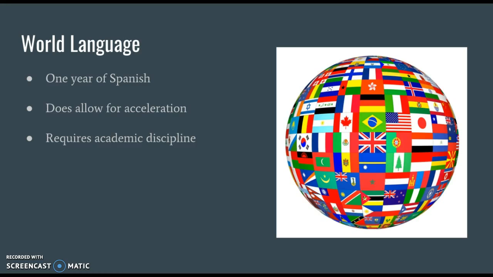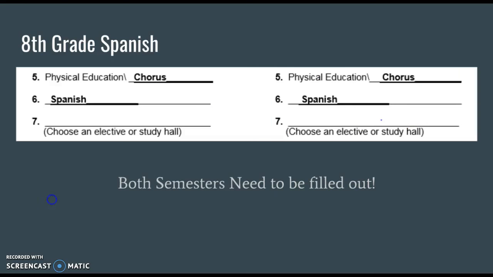A student would want to be strongly considering taking Spanish as their foreign language as they move into high school, to take it their 8th grade year. If they're not interested in taking Spanish, if they're planning on taking another language, a recommendation would probably be to wait to take the language in 9th grade.